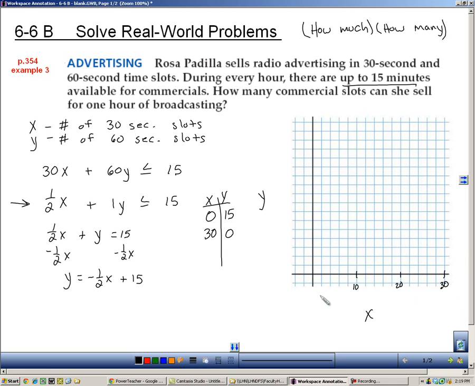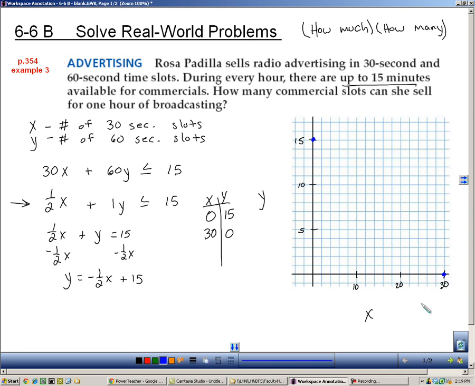Now I've labeled my X's with each mark worth 2. That gets me to 30. And I've labeled my Y's with each mark equaling 1, and that'll get me up to 15. So now I'm going to graph these points. Here's 0, 15. And here's 30, 0.